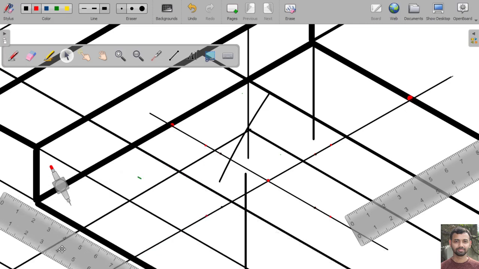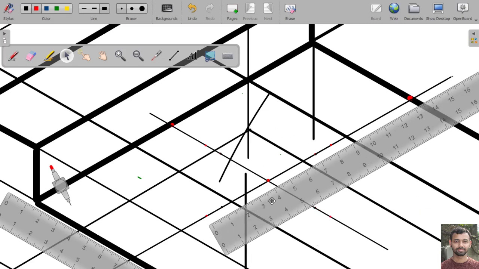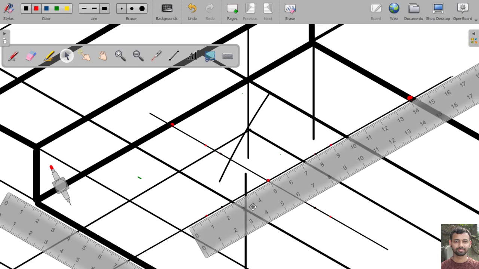So now we have to draw the rhombus. Because we have to apply the four-centered method to draw the circular hole on this surface, at first we have to draw a rhombus. Now to draw the rhombus, each side of the rhombus will be 50 mm. So from this point we will take 50 mm and 50 mm.